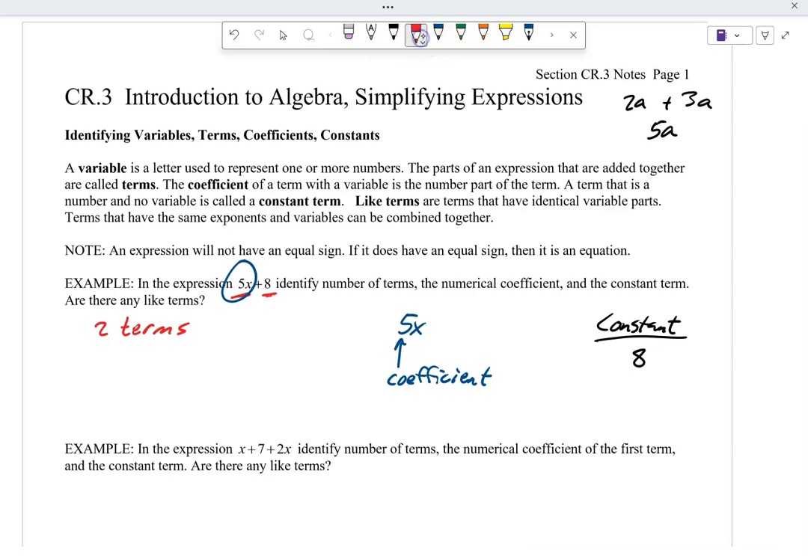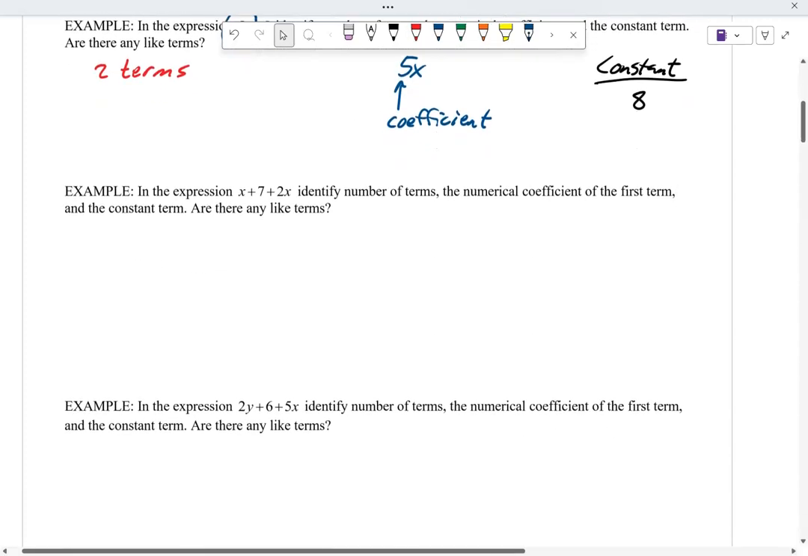But 2a squared and 3a are not like terms. You cannot add those. So again, you got to have the same variable and power in order to add like terms or subtract like terms. Okay? Multiplication and division is different. You can multiply anything. But let's look at this next one.